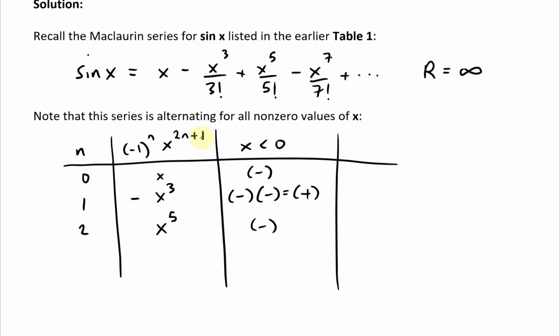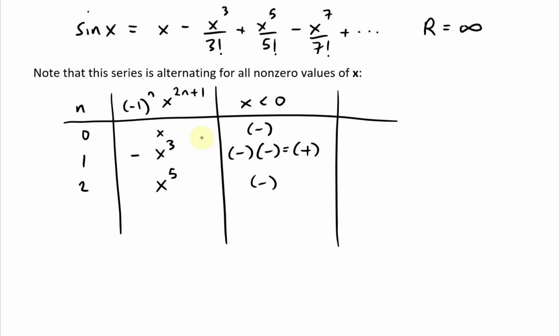So notice this negative plus negative, the next one's going to be the same thing. This is going to be negative x to the 7. You can see the pattern. The next one's going to be plus, because it's negative times a negative, it's going to be plus, etc. So you're going to go negative, plus, negative, plus.